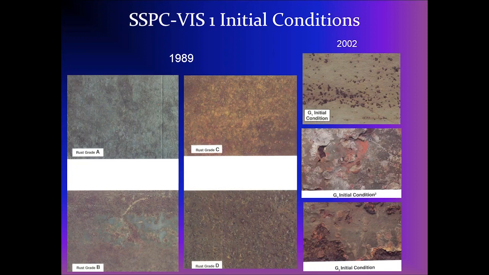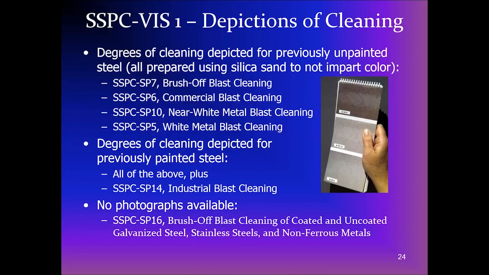In 1989, the 4 on the left: rust grade A, intact mill scale, B, rusty mill scale, C, rusted, D, rusted and pitted. Then on the right, in 2002, you see the 3 grades of previously painted steel that were added. So in order to use the standard, you turn to the section showing the initial condition, and it'll show you the different appearances of the grades of cleaning over that initial condition.